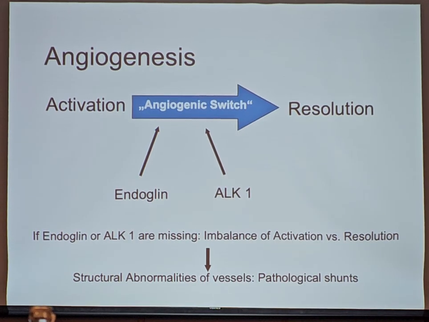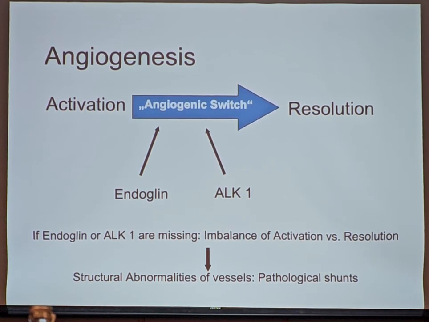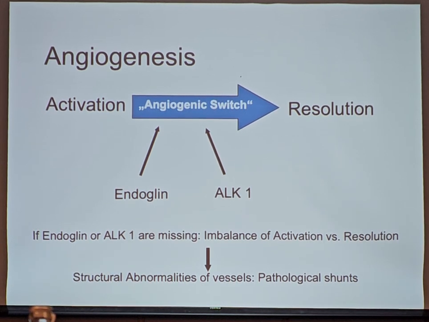And the disease in which we have either a mutation in the endoglin gene, or a mutation in the ALK1 gene, or mutation in the SMAD4 gene, is HHT, hereditary hemorrhagic telangiectasia, that is characterized by abnormal shunts in your body. We'll talk more about this later when we are going more into the applications of this disease.